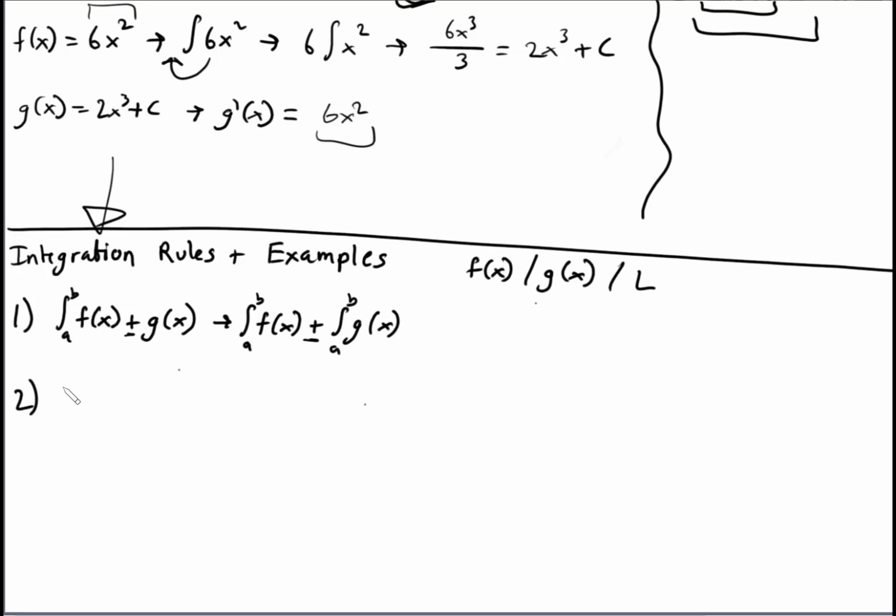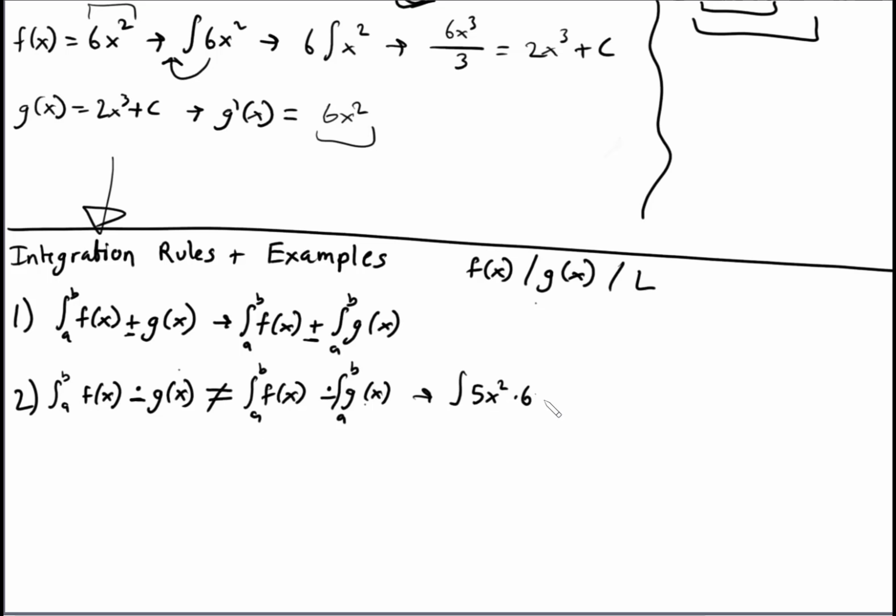The next rule. So b to a of f of x times or divided by g of x is not equal to the multiplication or division of the respective integrals. Now I'm not going to explain this too much. If you want to go through an example, feel free to do so. You can try taking the integral of 5x squared times 6x. I'll just leave that there as an example, but this does not apply, so that's also important to note down. It applies only for addition and subtraction, not for multiplication and division.